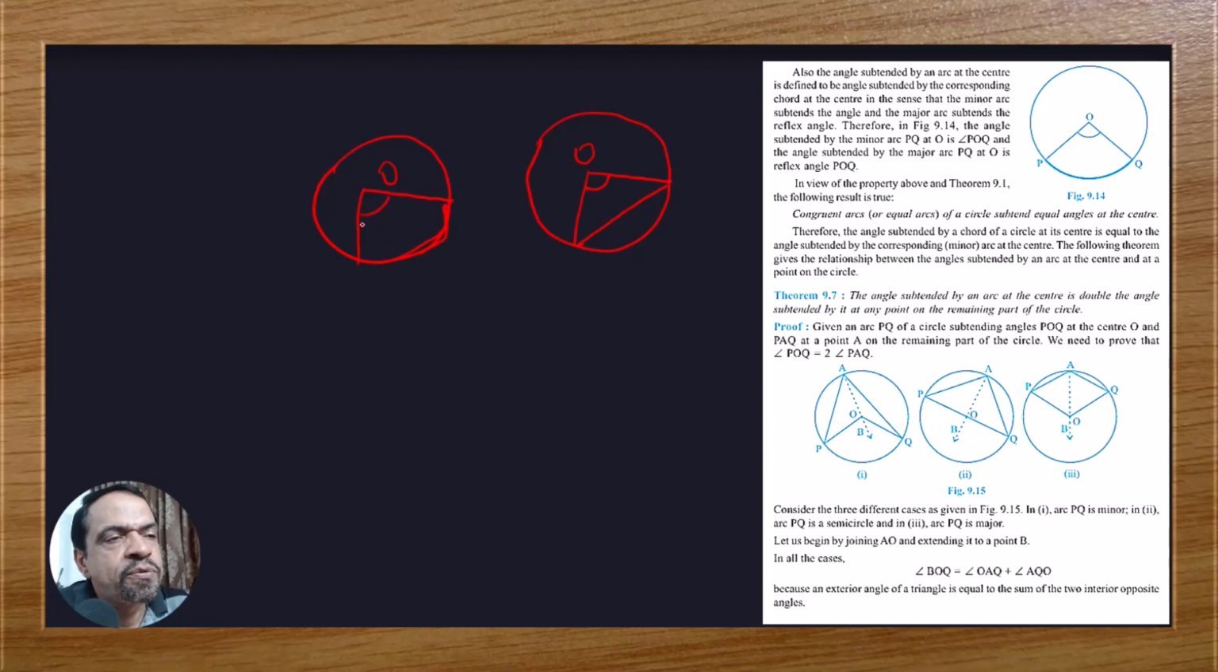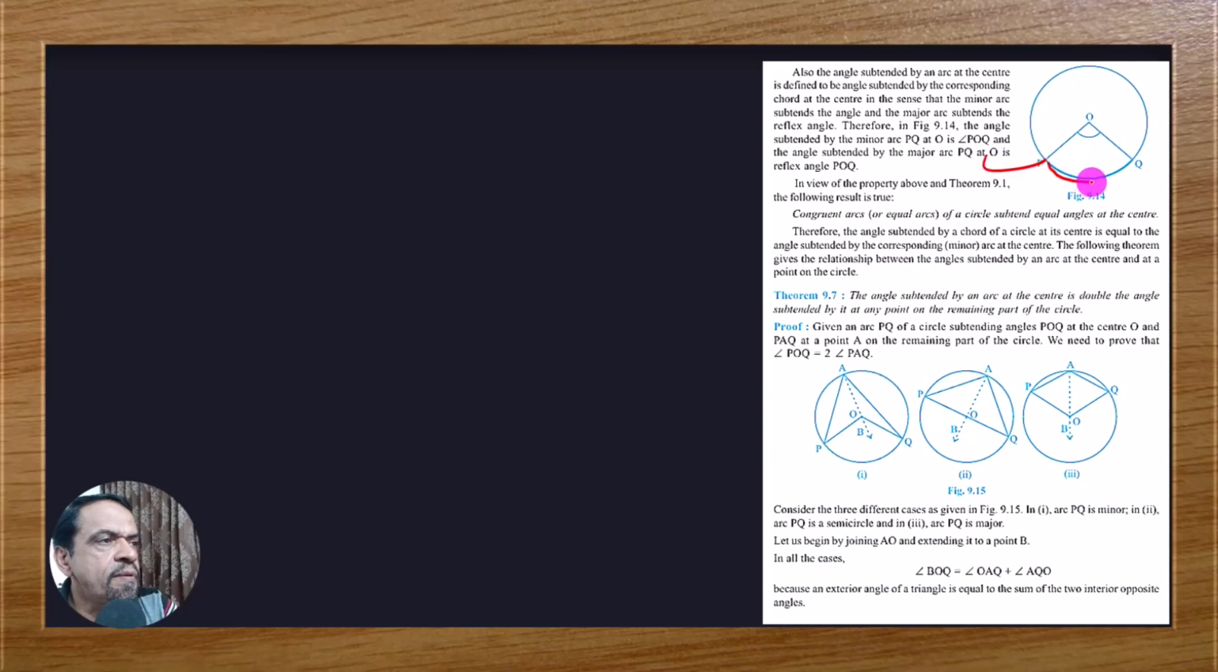Now remember students, the angle subtended by the minor arc is the reflex of the angle subtended by the major arc. This is the major arc and the total sum is 360, and suppose this is 100, so this will be 260. Now see here students, PQ is the arc and this arc subtends this angle at the center. In the previous section we saw the chord subtend the angle at the center. In this section we will see the angle subtended by the arc.